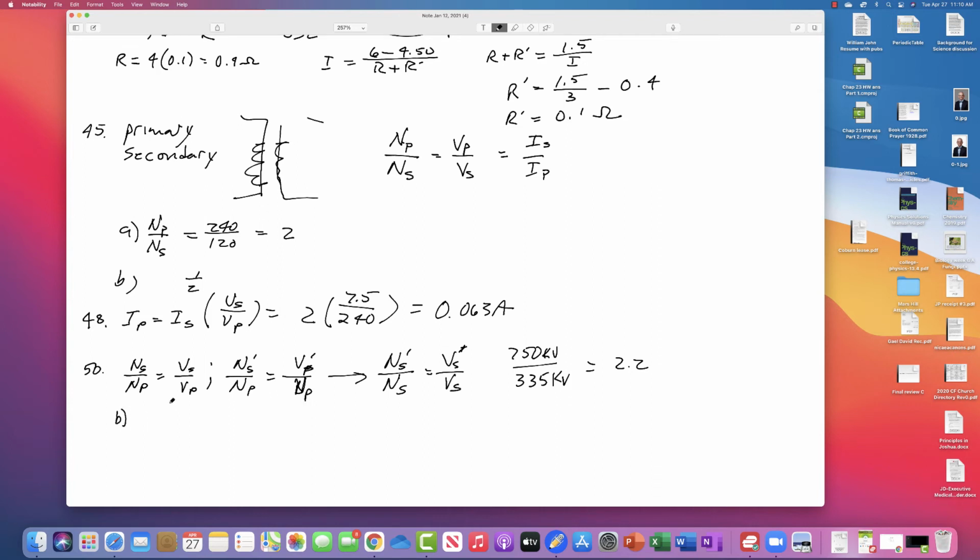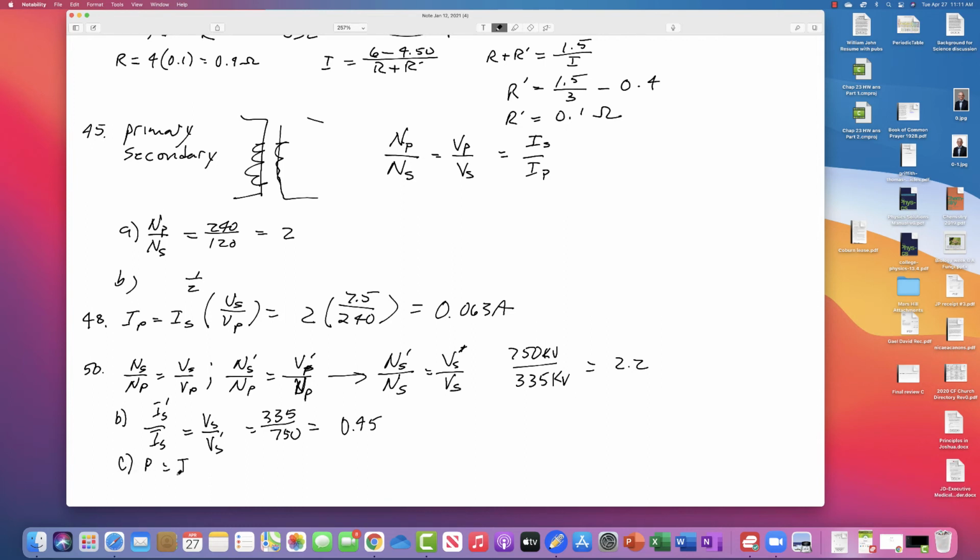B looks at amperage. So you have IS prime over IS is equal to VS over VS prime. Remember that this relationship is inverted, which is why these are different. So you have 335 over 750. So the ratio of the amperage decreases by 0.45. What effect is that on power?